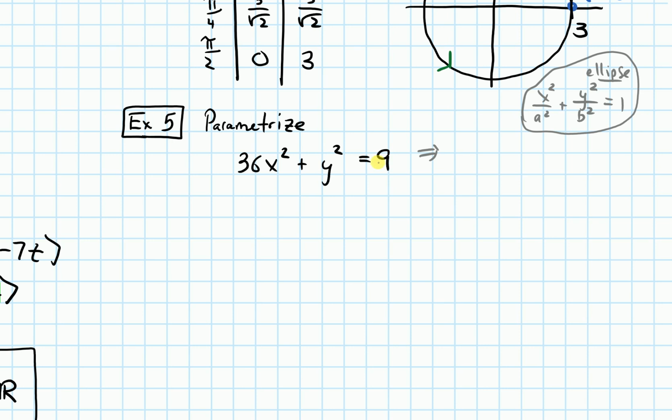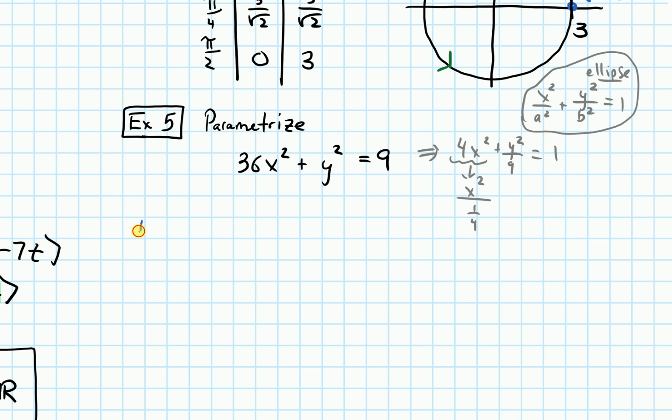To put it in that form, I need to divide by the 9. That gives us 4x squared plus y squared over 9 equals 1. It still doesn't quite have that form because x squared is supposed to be divided by a number. But to put it in that form, I just have to rewrite 4x squared as x squared divided by 1/4. And now this has the form for the equation of an ellipse.